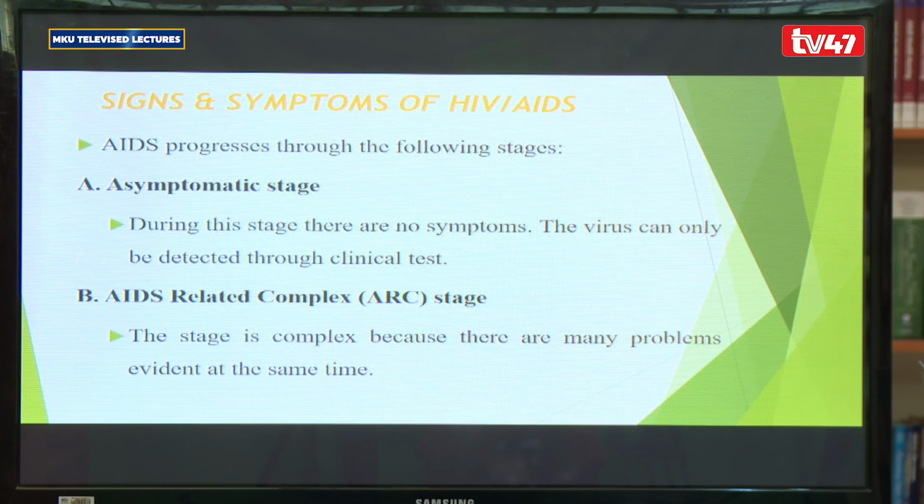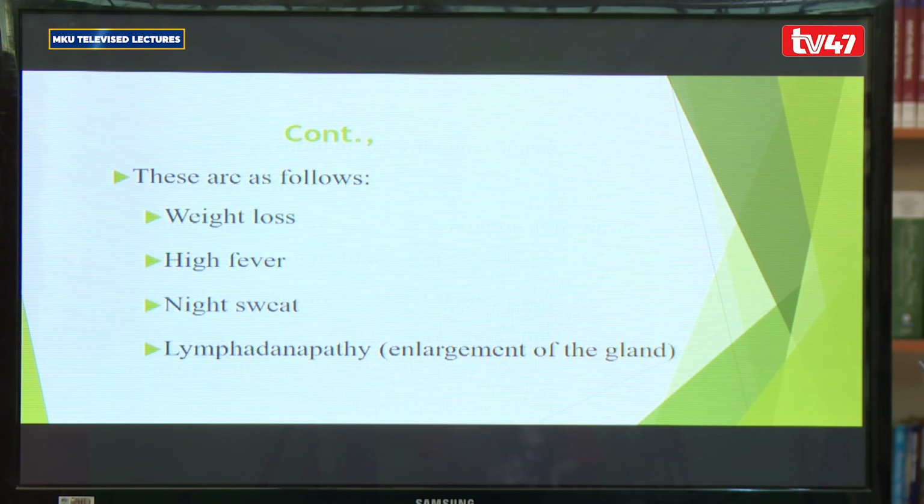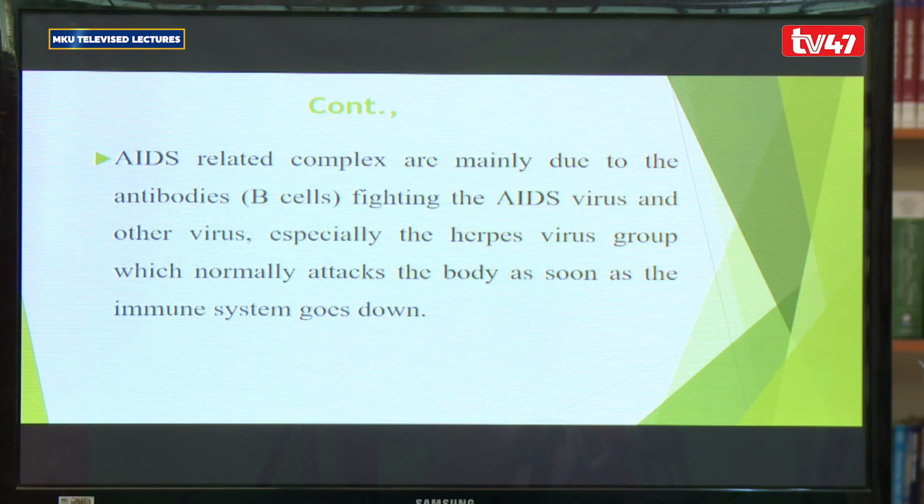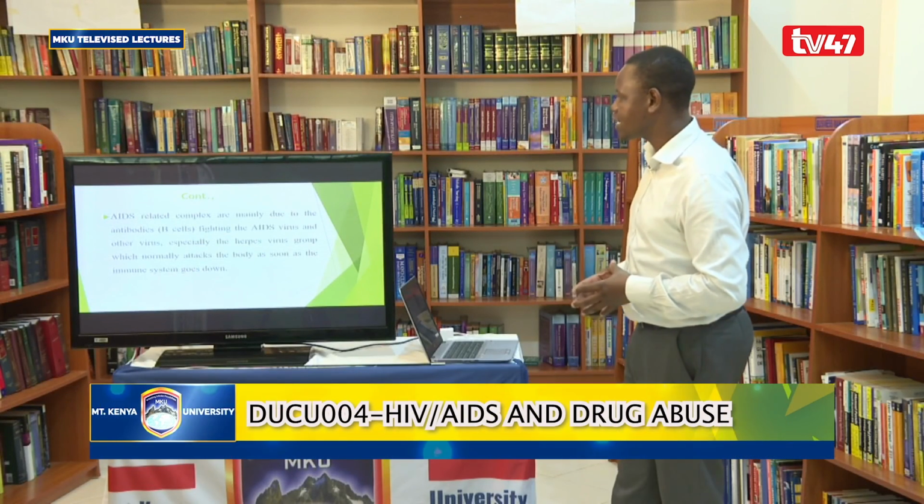It goes to the second stage, the AIDS-related complex or ARC stage. This stage is a complex because many problems are evident at the same time, maybe coughing, sneezing, being in and out of hospital, and so forth. These are the following: weight loss, high fever, night sweats, and also the enlargement of the glands, or lymphadenopathy, whereby there's enlargement of the organs.